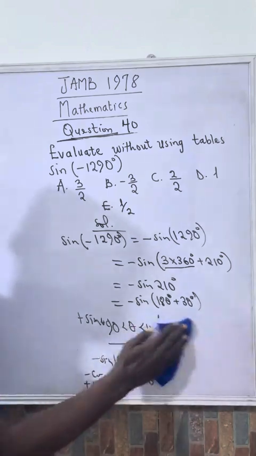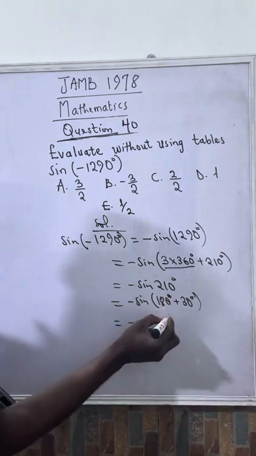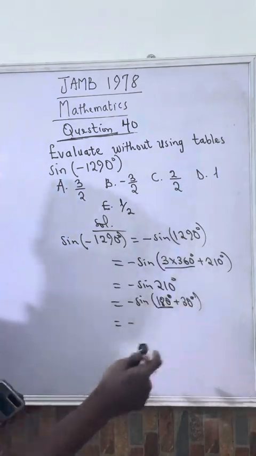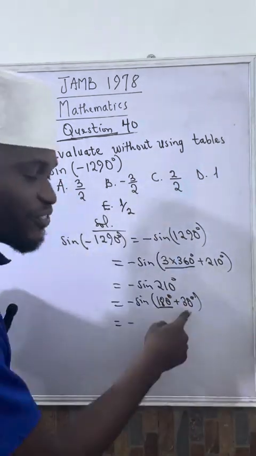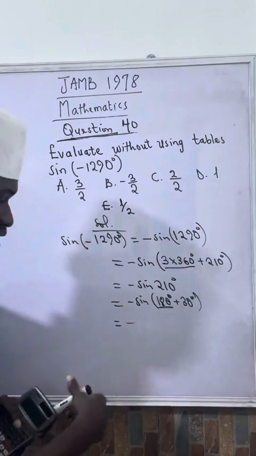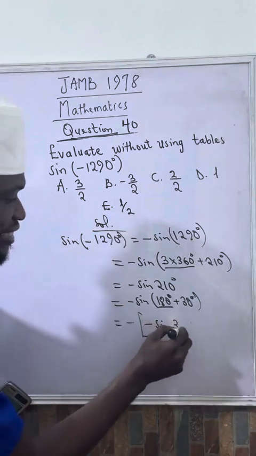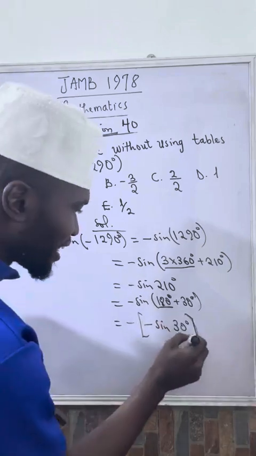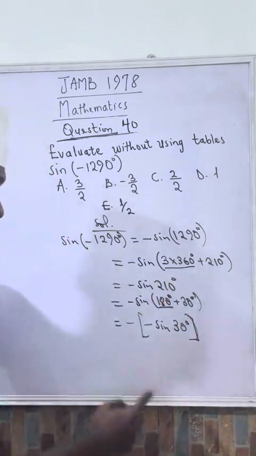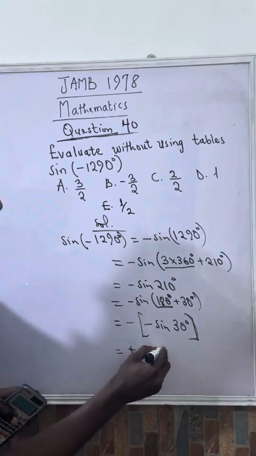So let me clear this. You need to neglect the 180 and take sine 30. But don't forget that sine 30 will be negative at that point, and I already have a negative outside. So I will have, in brackets, negative sine 30, since sine is negative in the third quadrant. Open this bracket, and at the end of the day, you have positive sine 30.